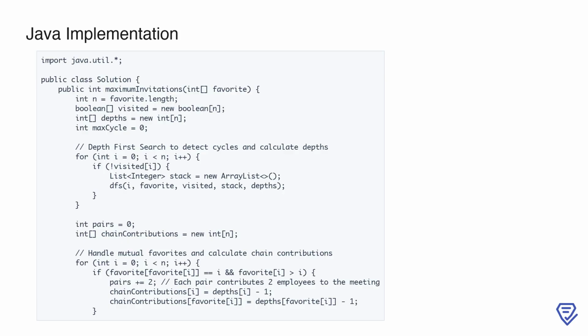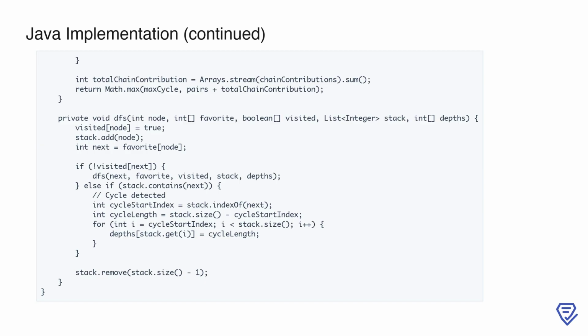After this, we introduce two other variables, pairs, which will count mutual favorite relationships, and chain contributions, an array that will store the contribution of nodes outside cycles. We'll now proceed to handle these mutual favorite cases and calculate additional contributions.